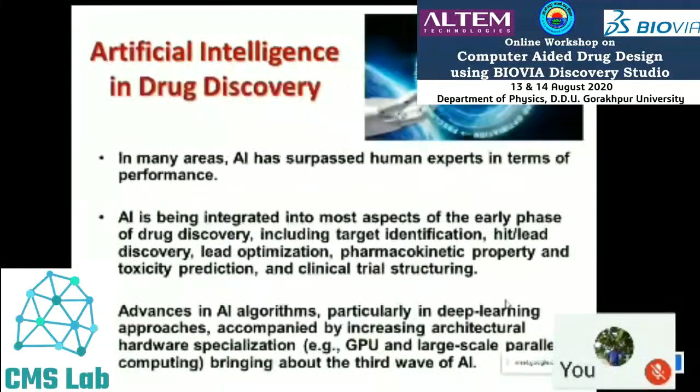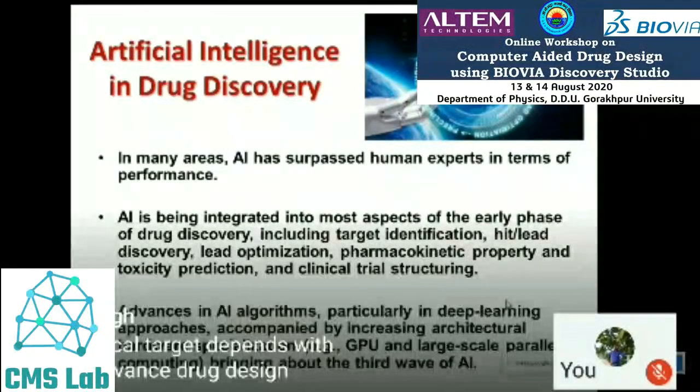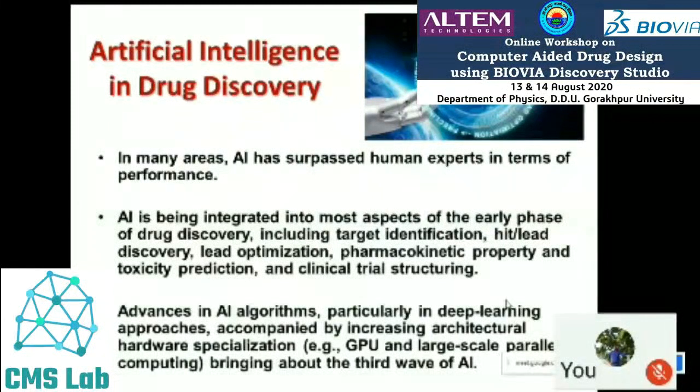So, artificial intelligence in drug discovery. AI has surpassed human experts in terms of performance in many areas. In many areas, we can really say it is replacing humans in many jobs, many IT jobs, and even in grocery stores. It replaces humans, so it has surpassed human experts in terms of performance in many areas, and there is no exception in drug discovery too.